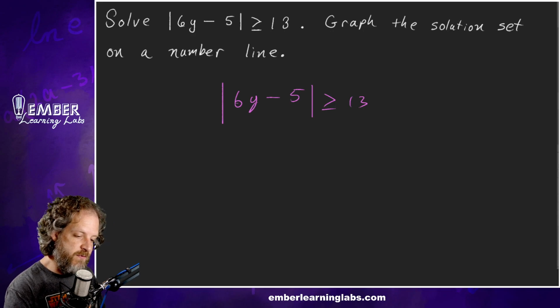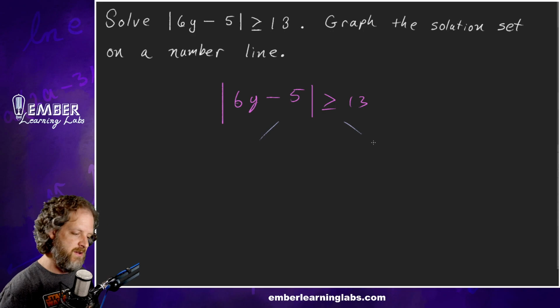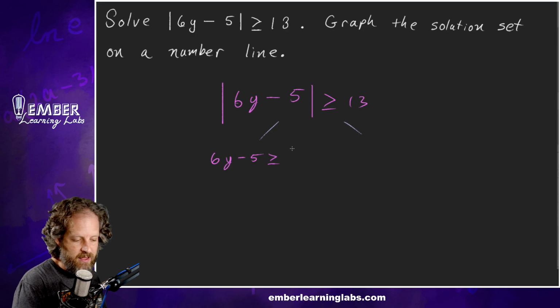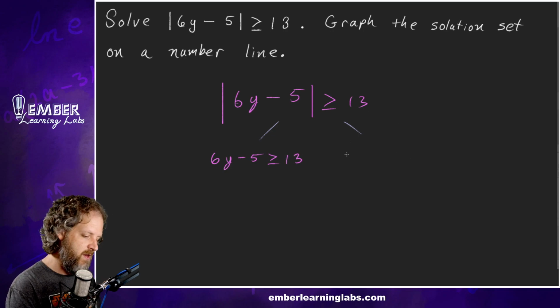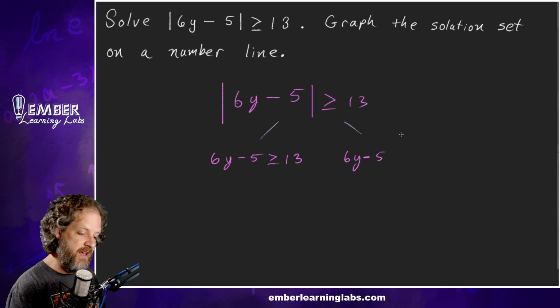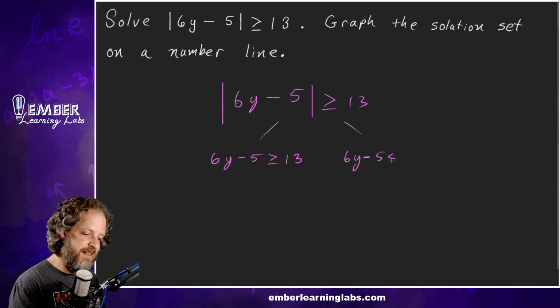First and foremost, we're going to split this into 2. And so the positive version is just going to be the thing without the absolute value, right? Just like it always is. 6y minus 5 is greater than or equal to 13. We're going to use the shortcut. So we've got 6y minus 5. It's going to flip because we divided by a negative, is less than or equal to -13.